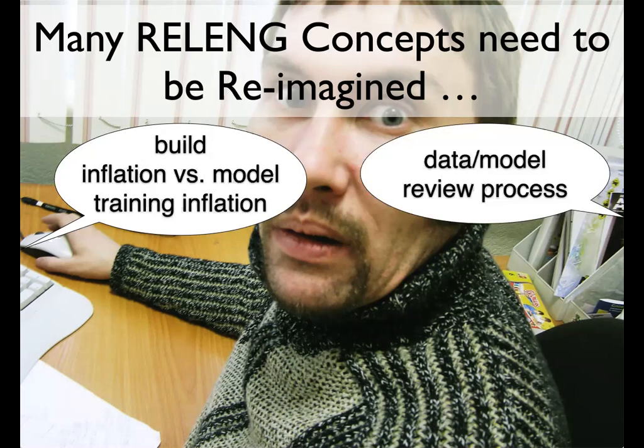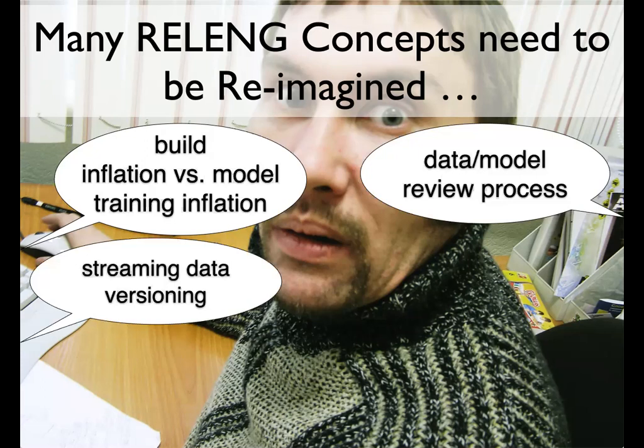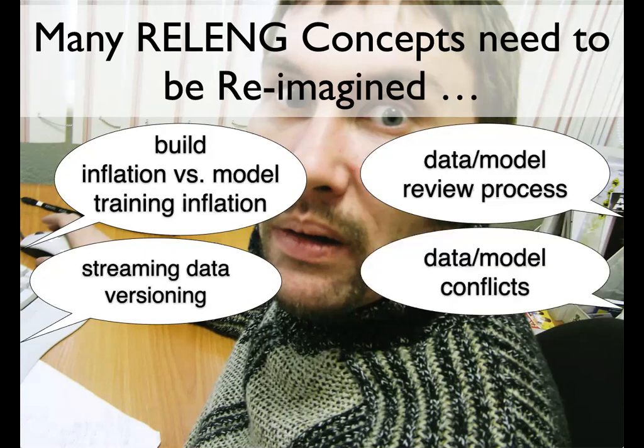How do you review data and model changes? Okay, you review code changes. There are ways to do that and tools, but how do you do that for data and models? It's not clear. How do you deal with streaming data? So not just a discrete data set, but data that keeps on coming in. Can you version that? How do you keep track of that?